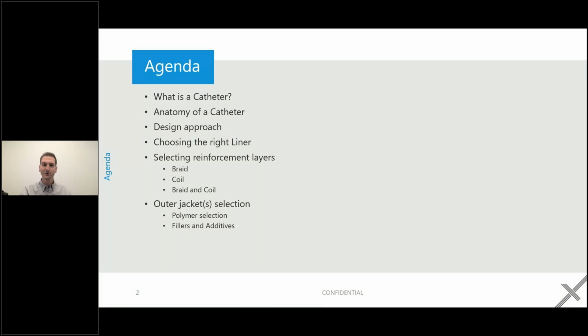We're going to go through some discussion about advanced catheter techniques for designing and developing catheters. We'll go through this agenda. We've got what is a catheter, just the basics. The anatomy of the catheter, and what makes up a catheter. Some design approach elements, choosing the right liners. Choosing the right reinforcement layers, whether you're going to do braid, coil, or a combination of the two. Outer jacket selection for the different types of polymers that you can use, and then some of the fillers and additives that you can put in those to improve the performance of those materials.